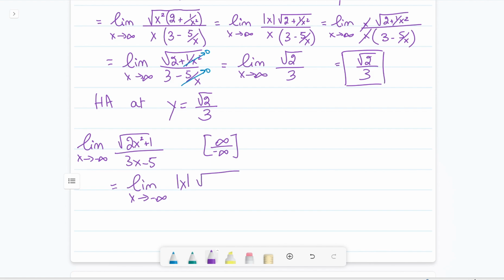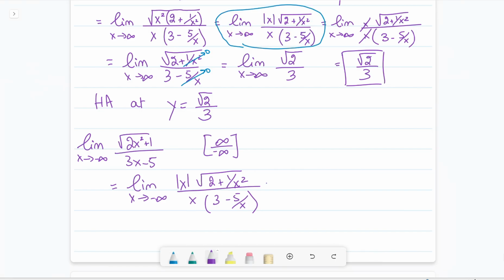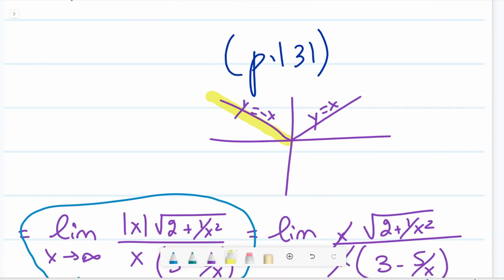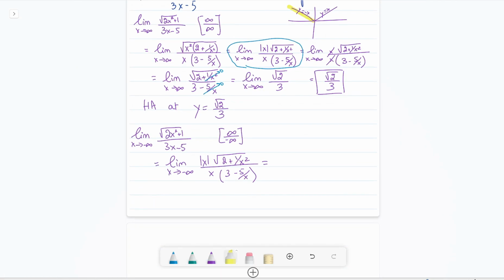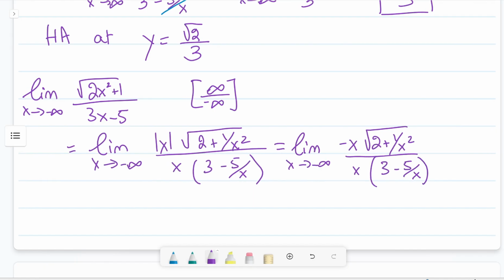So, same procedure as above, we get absolute value of x. It's the same steps at the start. So I just copied this from above. After that, it differs because as we approach negative infinity, the function we are working with for absolute value is y equals negative x. So instead of the absolute value, I can write negative x times square root of 2 plus 1 over x squared divided by x times 3 minus 5 over x.